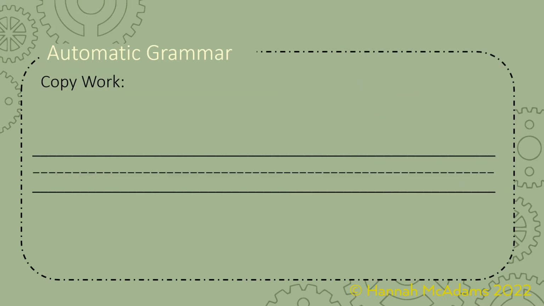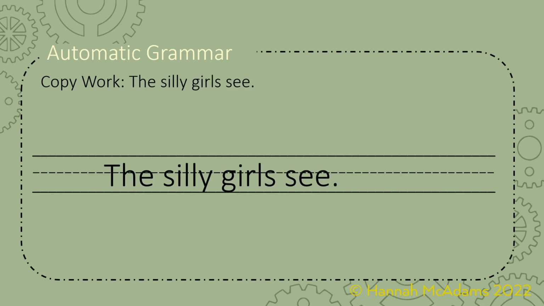All right, for copy work, you know the drill. The silly girls see, you're going to write that. There is something that we're going to do though. Underneath that line, it says write S above the subject of the sentence, and ADJ above the two adjectives. So the subject of the sentence is who or what the sentence is about. That's the girls. And the adjectives are the and silly. I should say silly and the, okay? Because they describe what kind of girls, the silly girls, what kind of girls, the girls. Okay, remember the is always an adjective.